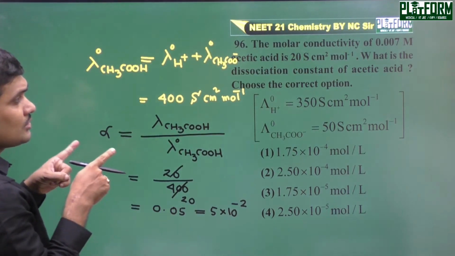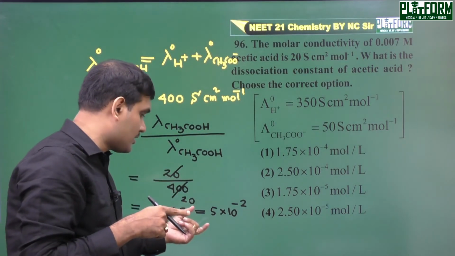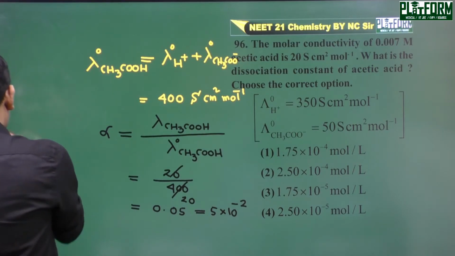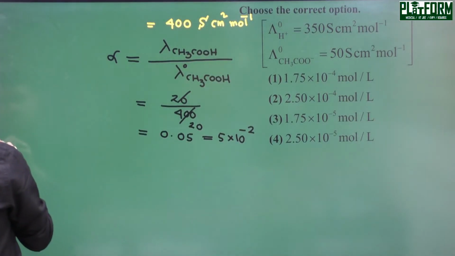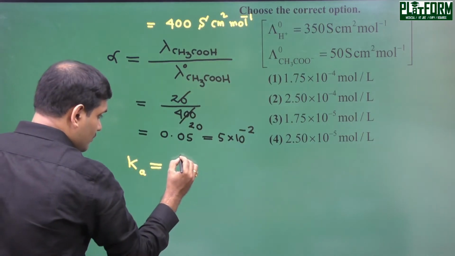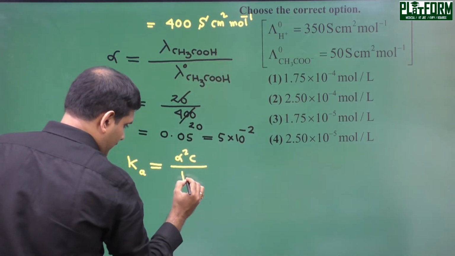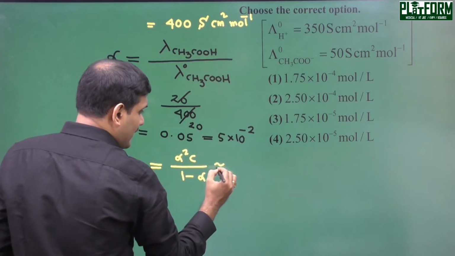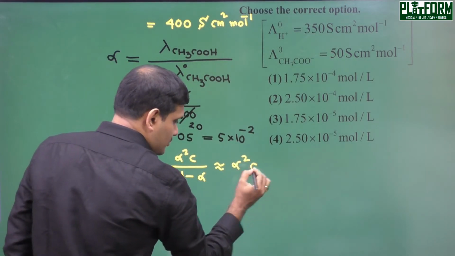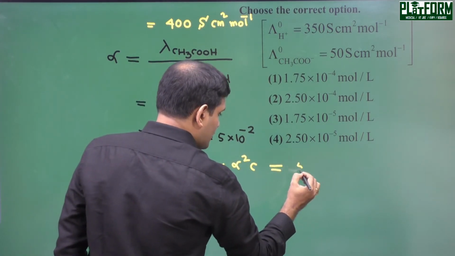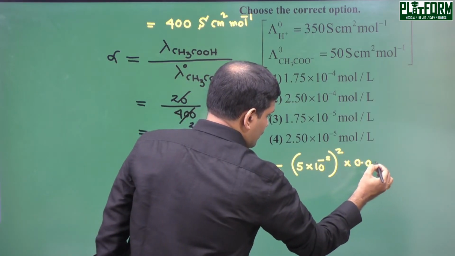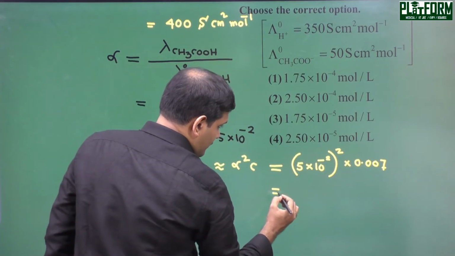Now at 0.007 molar concentration of acetic acid, the degree of dissociation is 0.05. It is much less than 1. So we have to find out the dissociation constant. So let's check how to find out the dissociation constant. The dissociation constant of a weak acid is given by alpha square C by 1 minus alpha. Now since in this case the alpha value 0.05 is much lower than 1, we can approximate it as alpha square C. Now we can put this value, alpha is 5 into 10 to the power minus 2, squared, into 0.007 given.